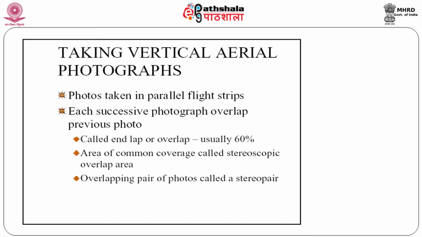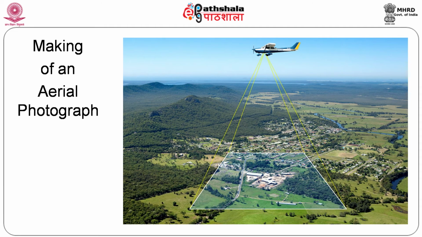The most important thing in aerial photography is covering a common area. That common coverage is called stereoscopic overlap. A set of photographs is always called a stereo pair. So when you take two photographs of a similar area, I can't call it the same area; you can also take the same area, but it will become very expensive. Similar area with the overlap, you call it a stereo pair, or stereoscopic overlap area.